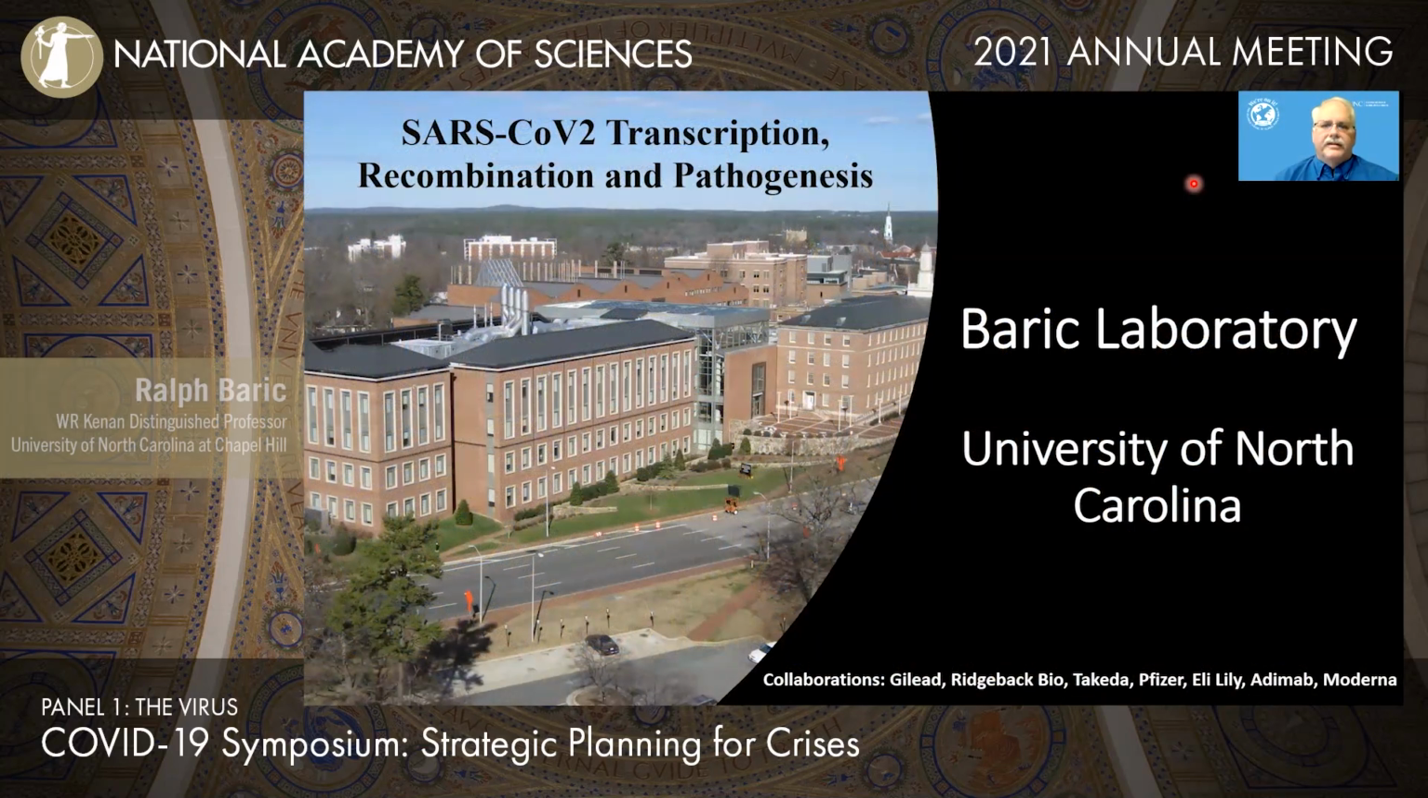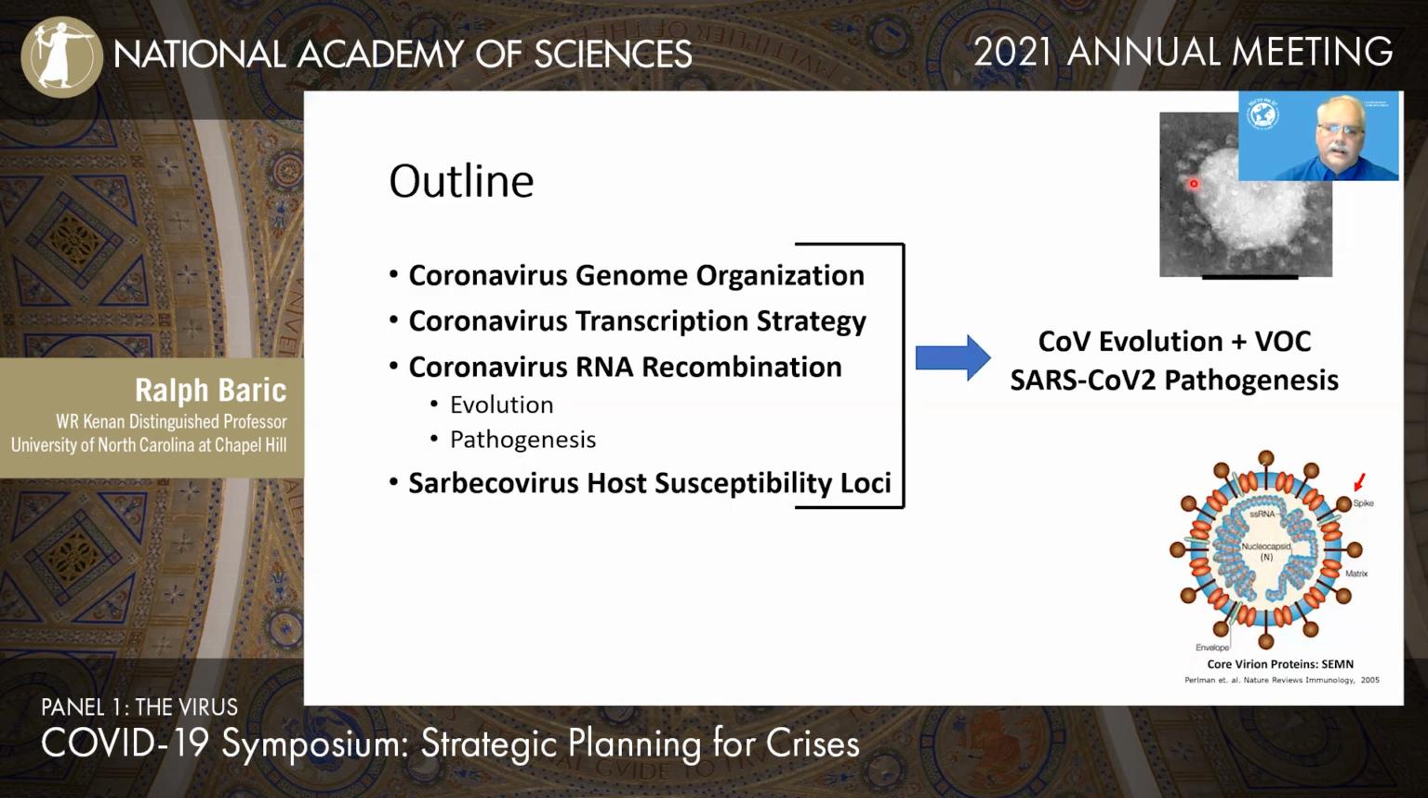It's a pleasure to be able to speak to you today about coronaviruses. I'd like to note my conflicts of interest at the bottom of the slide. Today's talk is going to focus briefly on coronavirus genome organization and its transcription strategy, segue into coronavirus RNA recombination and coronavirus host susceptibility loci. The goal is to blend these into an understanding of coronavirus evolution and pathogenesis with some focus on the new SARS coronavirus 2 variants of concern.